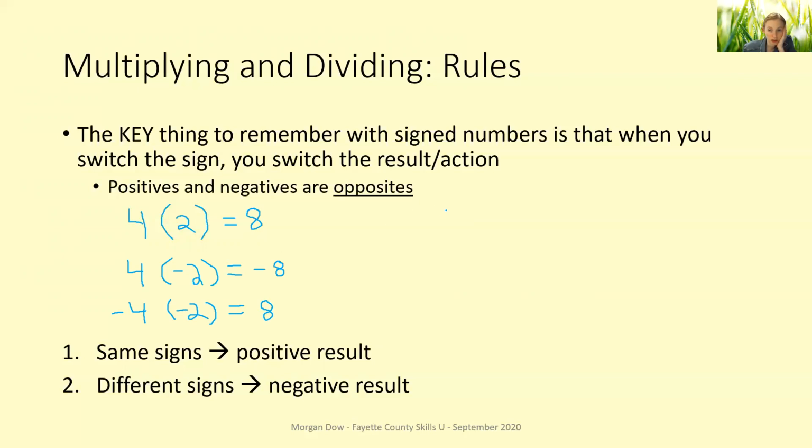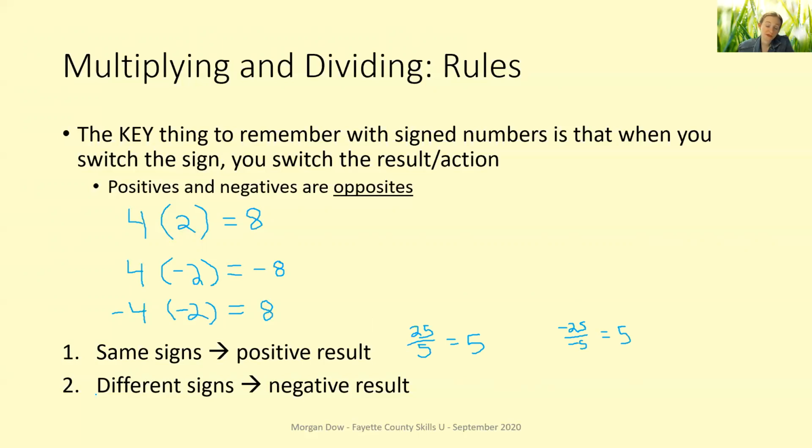Multiplication and division, again, they work the same way. So with multiplication and division, if you have two numbers that are the same sign, it gives you a positive result. Different signs will give you a negative result. So let's say we have 25 divided by 5, two positives. We get a positive result. Let's say we have two negatives, so -25 divided by -5 is going to be +5. Right, that's rule number 1. Same signs gives you a positive result.